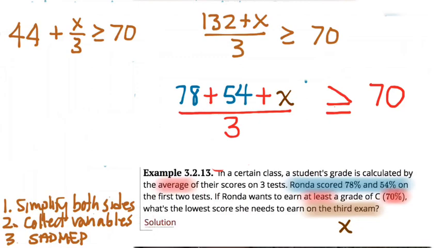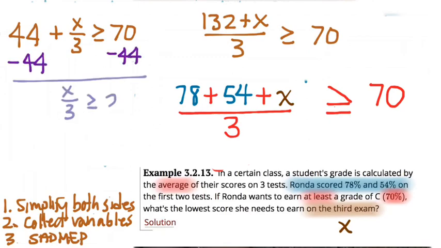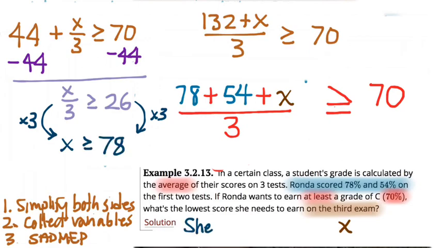Then collect all variables to one side. We didn't have to do that here, but if x appeared on both sides of the equation, we would use a subtraction to move the x's from one side to the other. So step 1 and step 2 were both done. Then all we had to do was reverse the order of operations. Subtract 44 from both sides, and then multiply by 3 on both sides, and that's where we ended up.